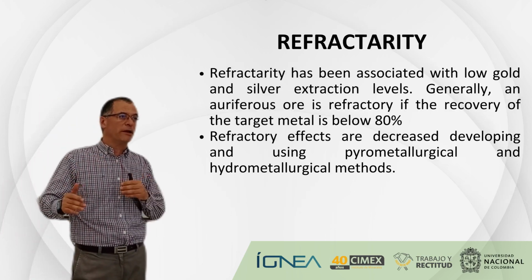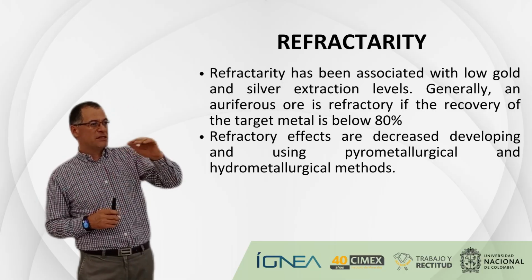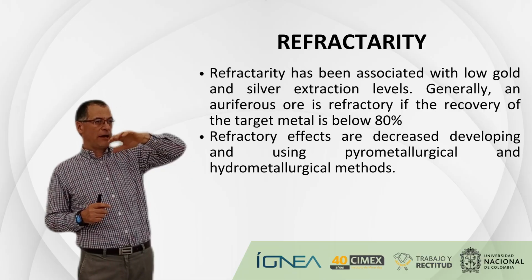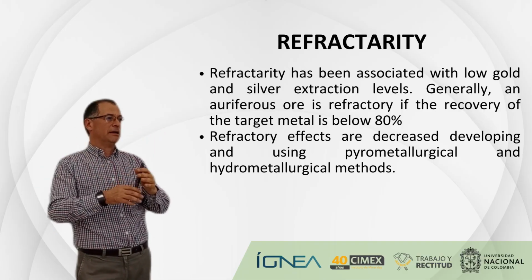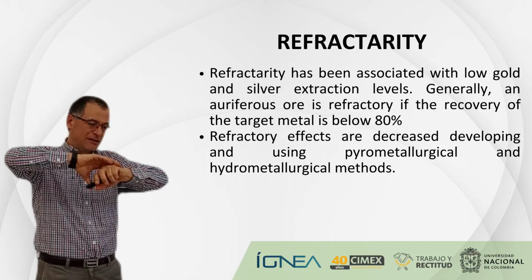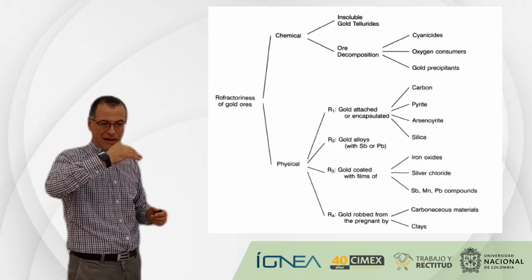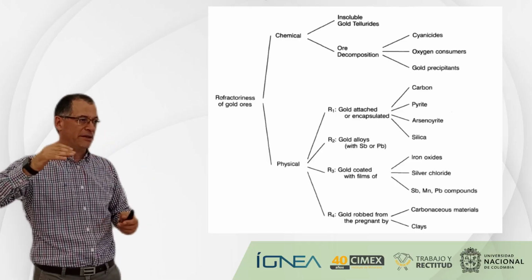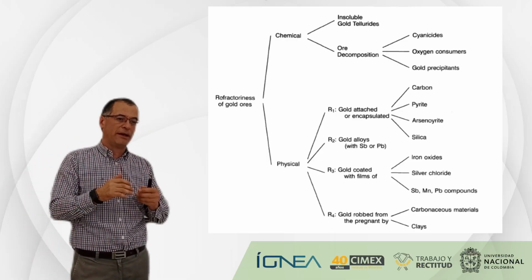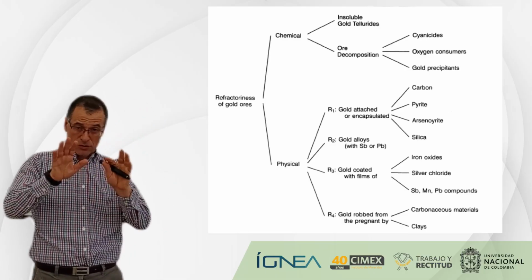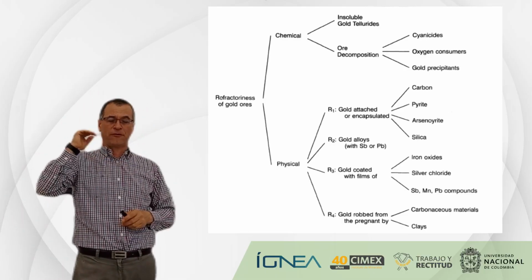The refractory could be physical or chemical. Physical is when you have a blockage, some characteristics that block the reactions. The gold is covered by some layers of material that avoid the cyanide being touched with the gold. This is physical refractory.